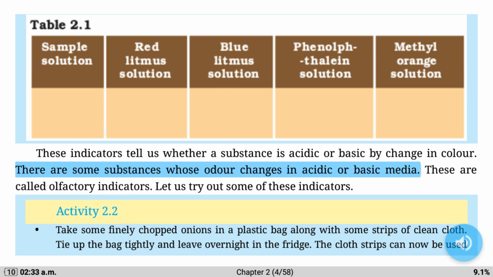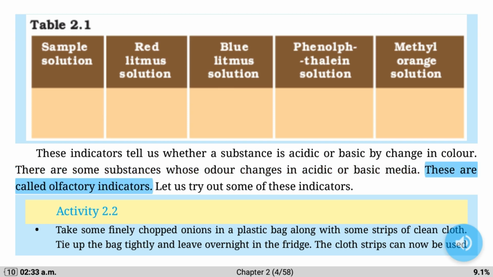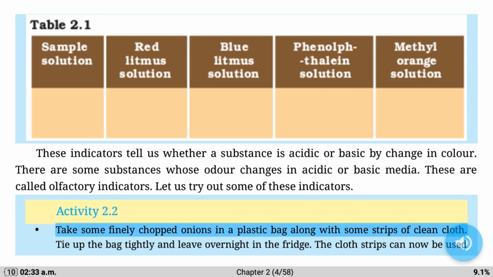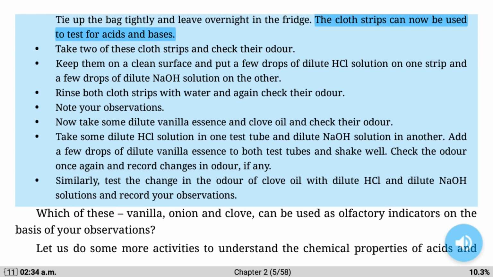There are some substances whose odor changes in acidic or basic media. These are called olfactory indicators. Let us try out some of these indicators. Activity 2.2. Take some finely chopped onions in a plastic bag, along with some strips of clean cloth. Tie up the bag tightly and leave overnight in the fridge. The cloth strips can now be used to test for acids and bases.